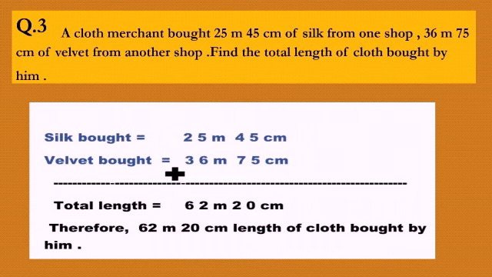Now we have to add. So we know how to add. After addition I have got 62 meter 20 centimeter. So the total length is 62 meter 20 centimeter. Therefore 62 meter 20 centimeter is the length of cloth bought by him. This is our final answer.